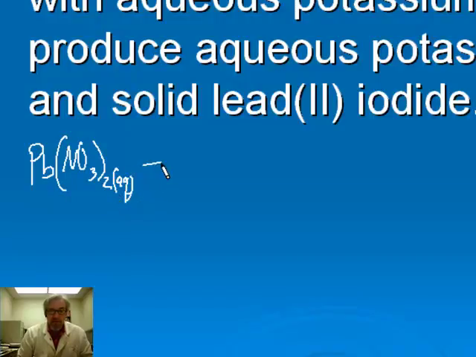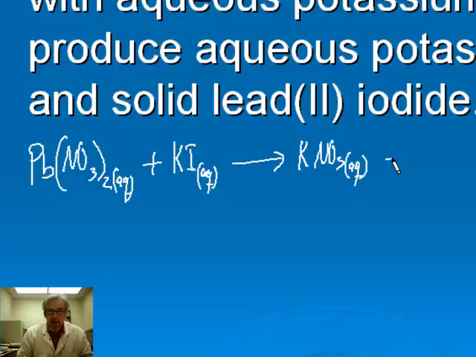Reacts with, so the other reactant is aqueous potassium iodide. So potassium is 1 plus, iodide is 1 minus, AQ. To produce, here are our products. Aqueous potassium nitrate, so potassium is 1 plus, nitrate's 1 minus, so KNO3, aqueous, and solid lead-2 iodide. So PbI2, and that doesn't dissolve in water, so it's a solid.